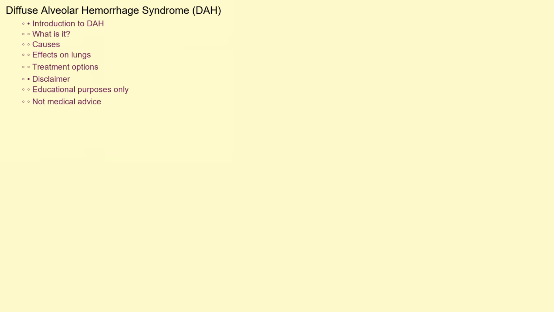Welcome. Today we're diving into a serious lung condition called diffuse alveolar hemorrhage syndrome, or DAH. We'll explore what it is, what causes it, how it affects the lungs, and what can be done about it. This video is for educational purposes only and doesn't substitute professional medical advice.